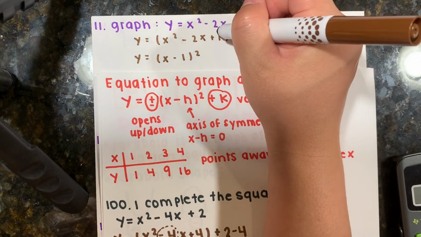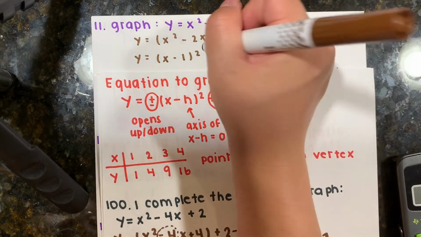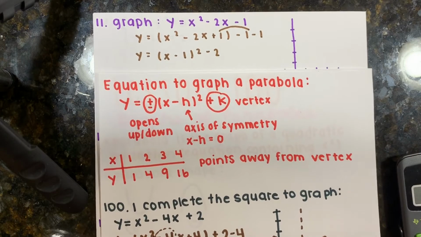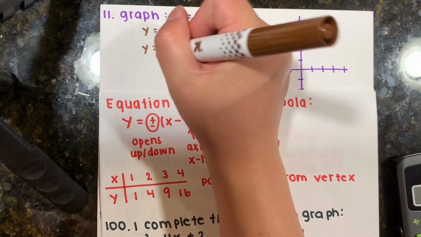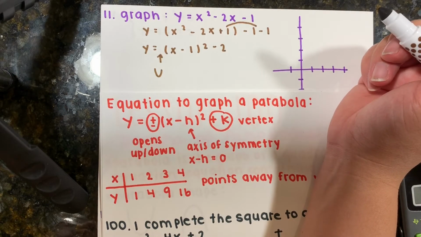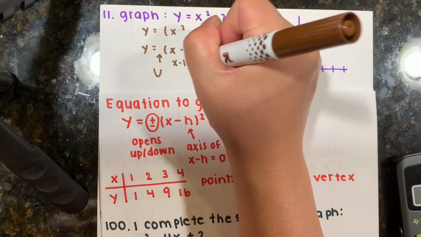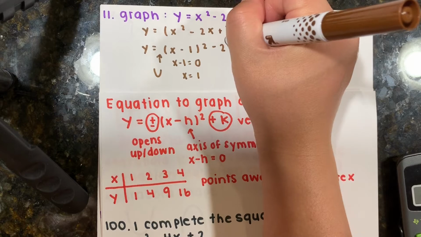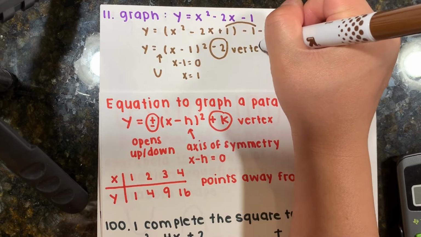Now remember, whatever I do to the inside, I have to do the opposite to the outside. So I'm going to subtract 1. That'll give us negative 2. Now following this equation here, the plus sign on the outside of the x minus 1 tells us that this is going to be a happy-faced parabola. It's going to face up. I'm going to set x minus 1 equal to 0 to solve for my axis of symmetry. So that will be at x is equal to 1. And this right here is going to be my vertex where I'm going to start.